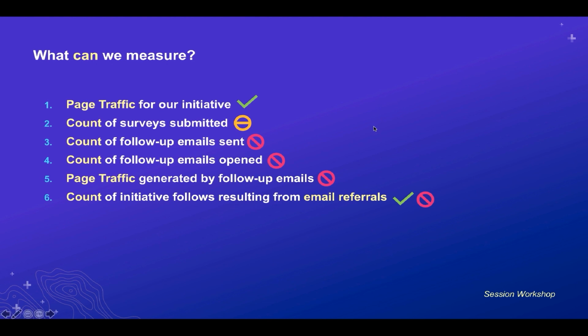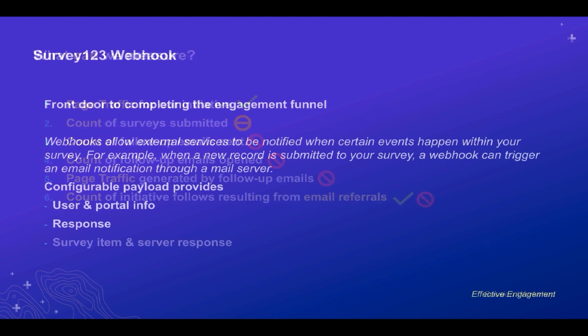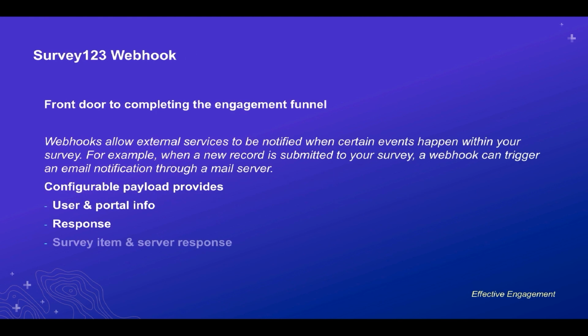So how do we complete this picture? How do we get rid of all of these red circles and have the green check marks down the entire list? Fortunately, Survey 123 has a configurable webhook, which we'll use as the entry point for filling in these missing pieces.